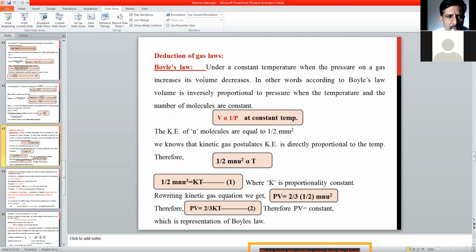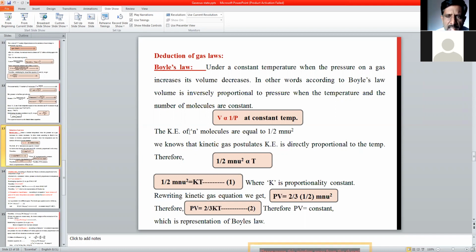You have already studied in 11th class what is meant by Boyle's law. Under a constant temperature, when the pressure on a gas increases, the volume of the gas decreases. In other words, volume is inversely proportional to pressure when the temperature is kept constant and the number of molecules is also constant. Now we will move to the kinetic energy.